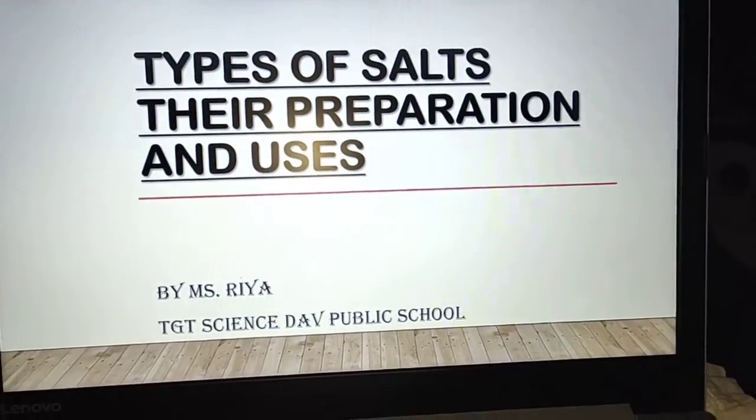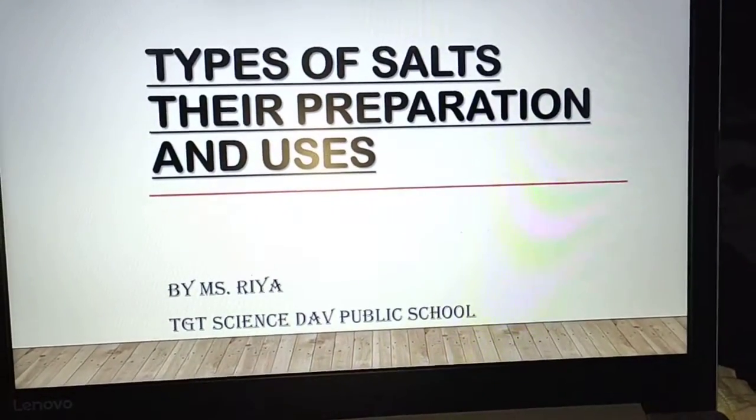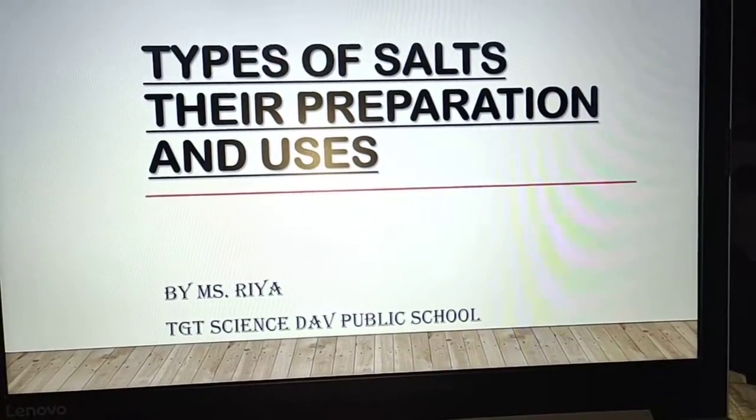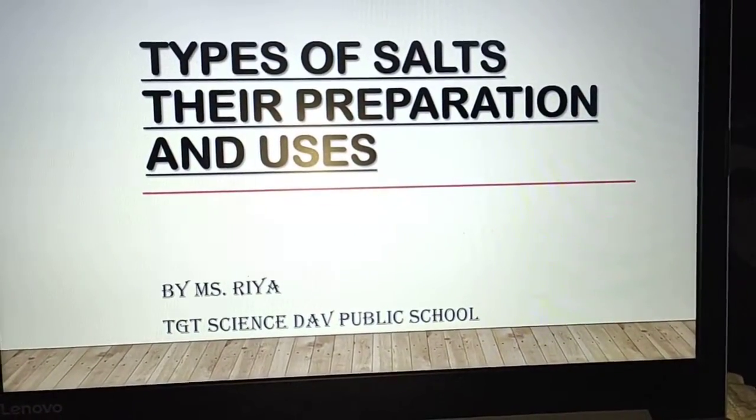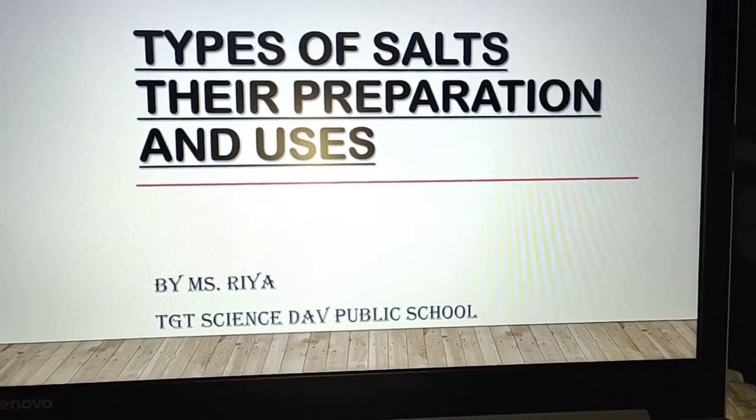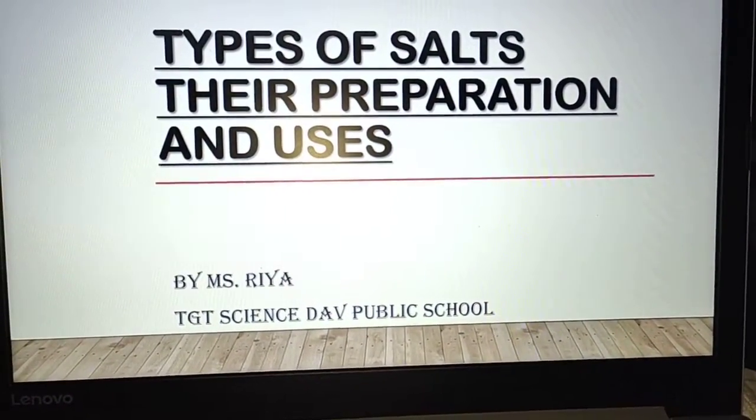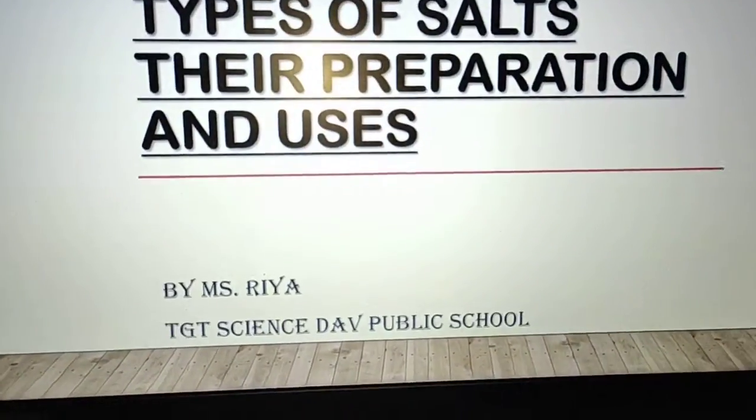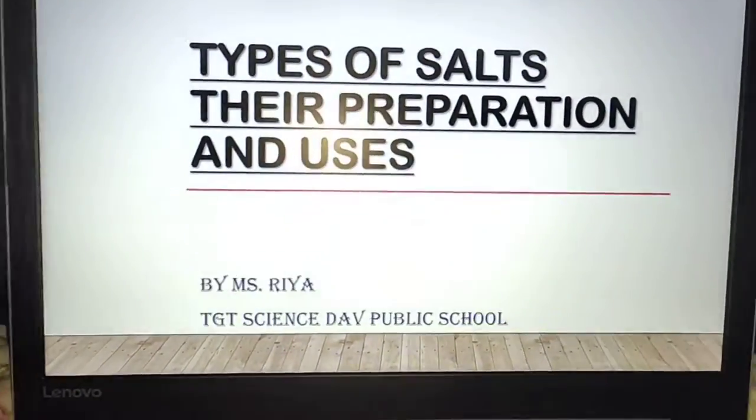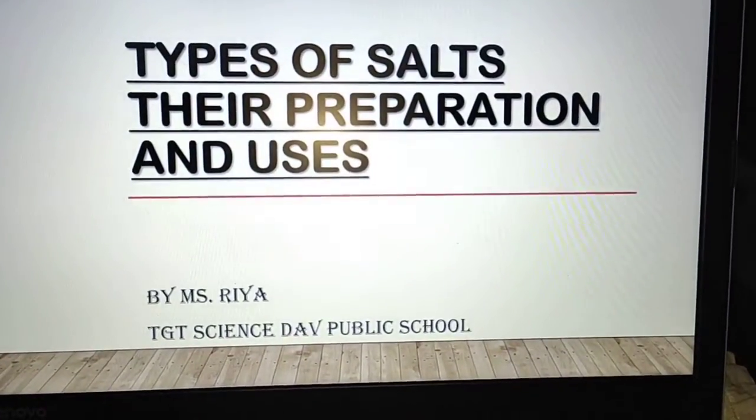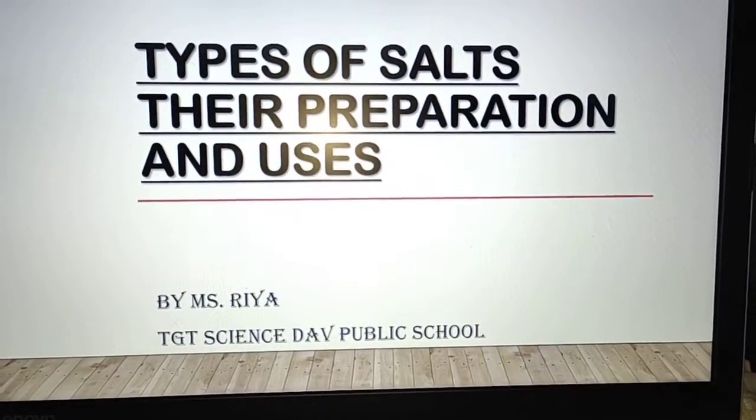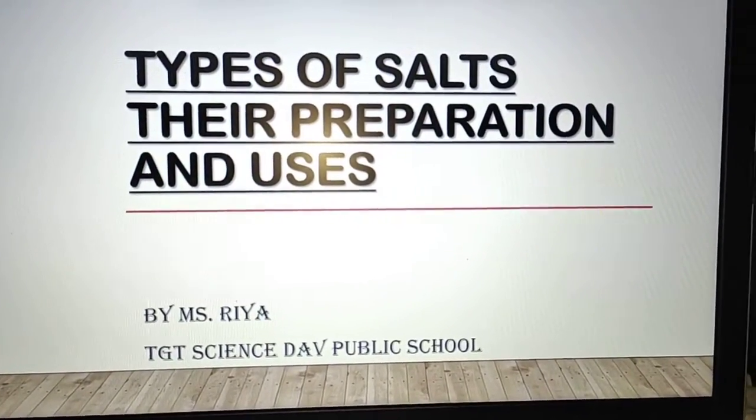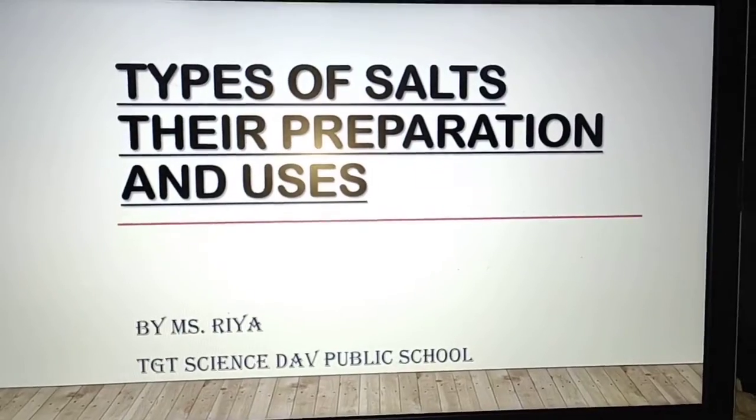As we have done about the chemical and physical properties, reactions of acids and bases, their types, and different types of acids and bases in the last two videos. Now the next video is the types of salts and their preparation and uses. In the last slide we finished with our pH scale and universal indicator concept, which is again an important concept. Now the types of salts and their preparation and uses is the last topic of this chapter.